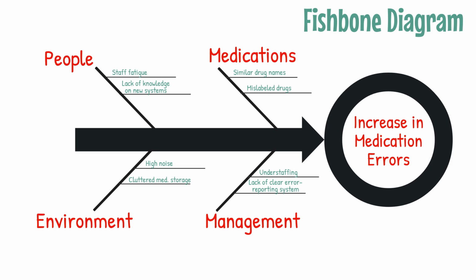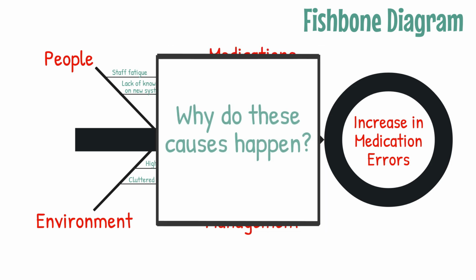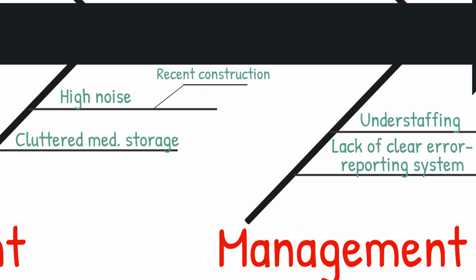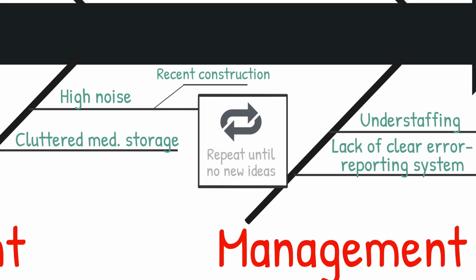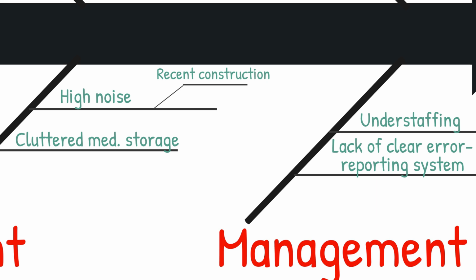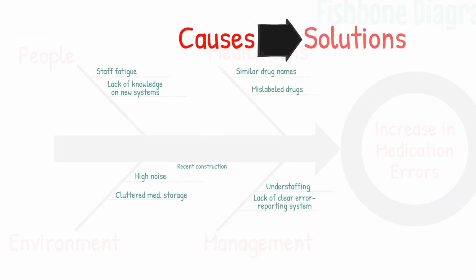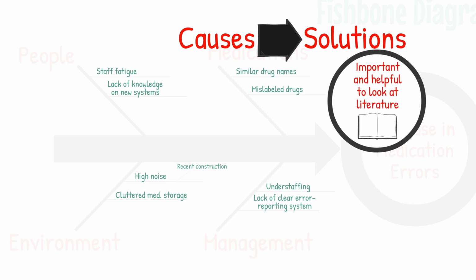Now that you have written down several causes, your team asks, why do these causes happen? And draw branches from each initial cause to represent these new causes. Your team repeats this process until no new ideas are generated. Now that your team has completed this step, you analyze these causes and offer possible solutions. It can be especially important and helpful to look to the literature during this stage.